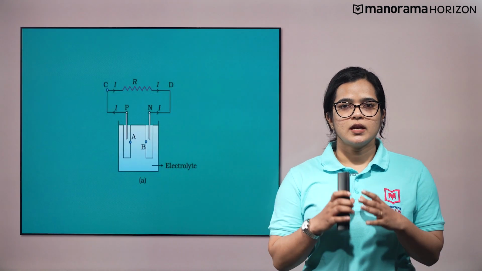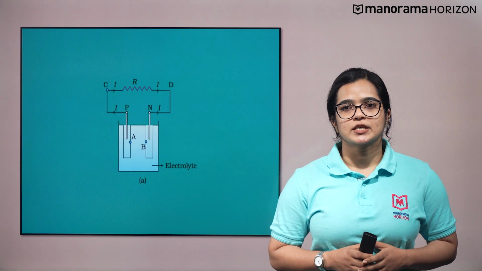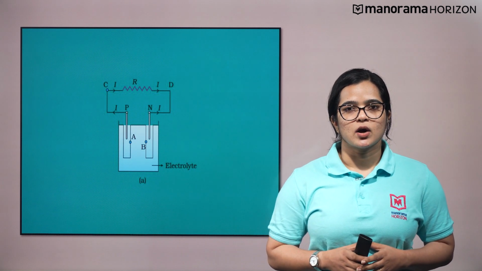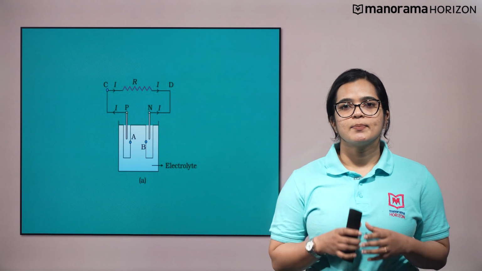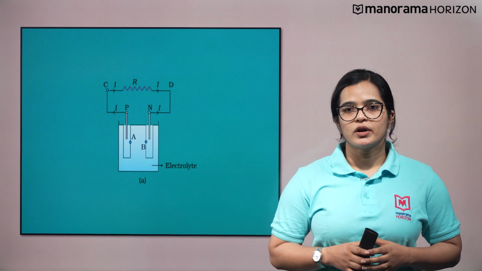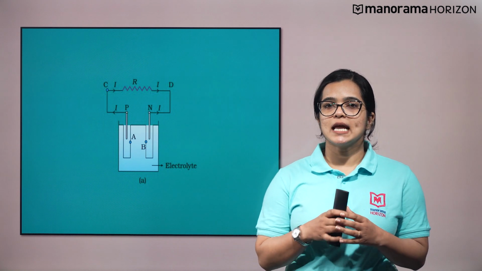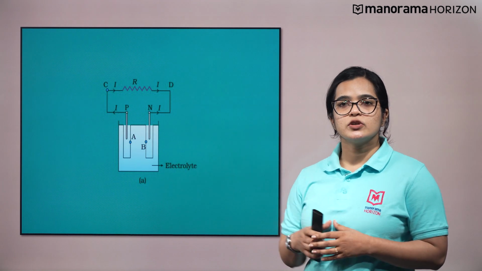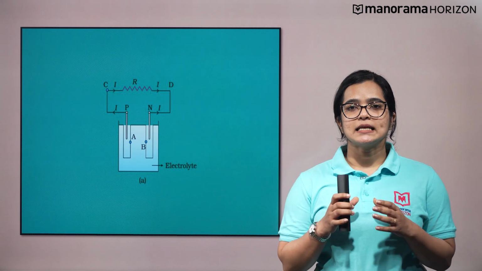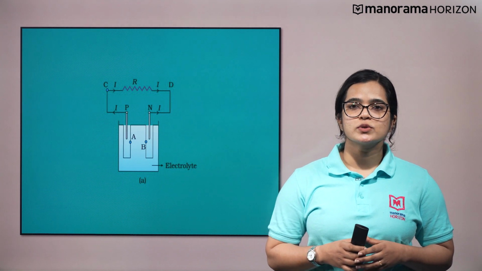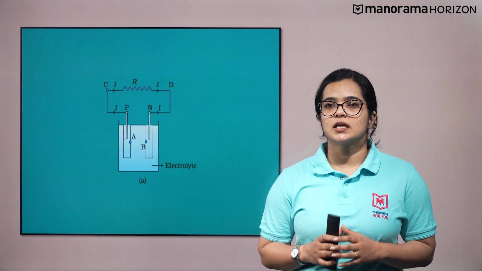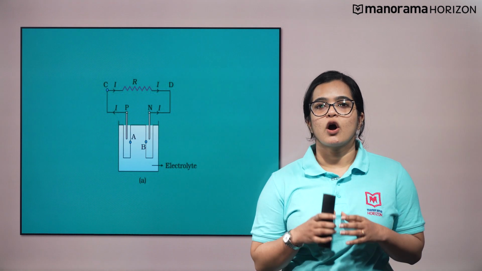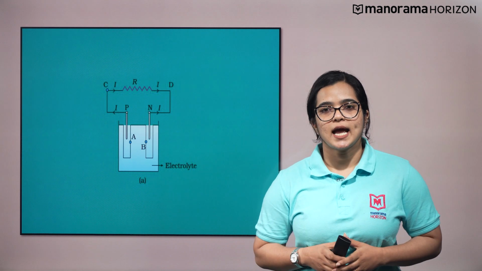flow occurs. Now let us look at the basic construction of the electrolytic cell. A basic electrolytic cell will have two electrodes, the positive electrode, which is the anode, and the negative electrode, which is the cathode. These electrodes are immersed in an electrolyte solution. Electrolytic cells are the electrochemical cells that can be used for the electrolysis of certain compounds. The electrolyte is the medium for the transfer of electrons between the cathode and the anode.